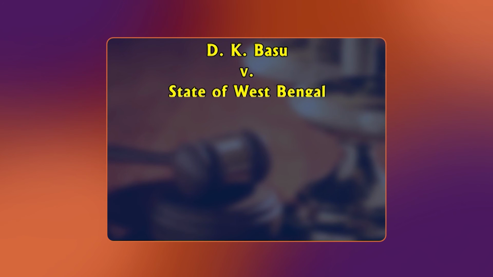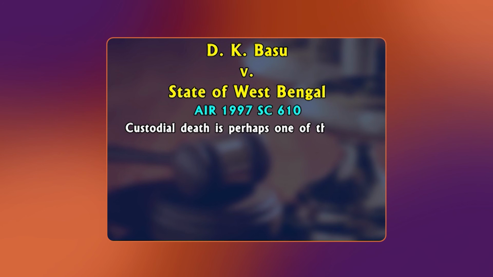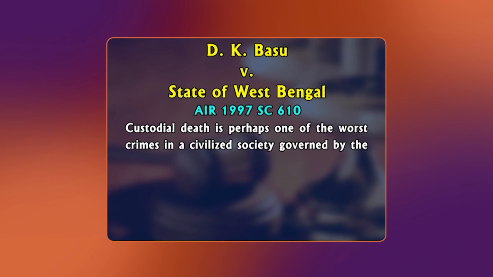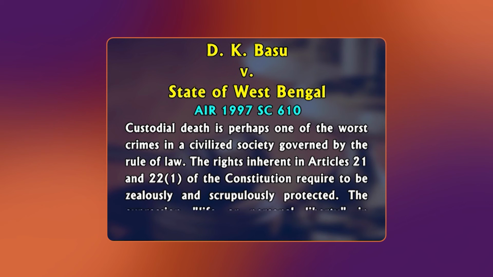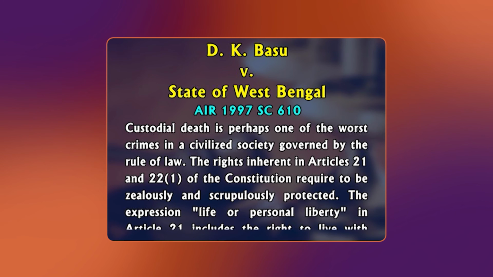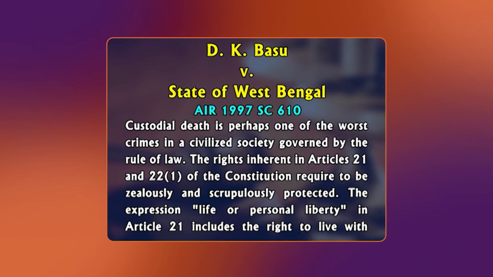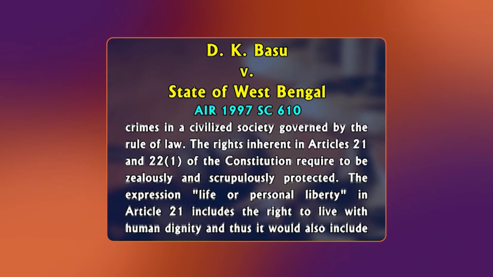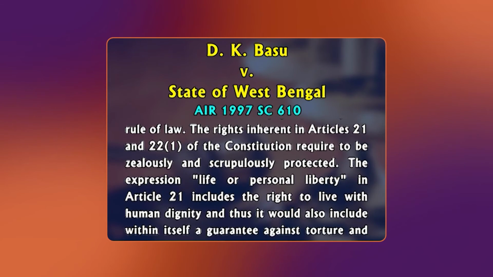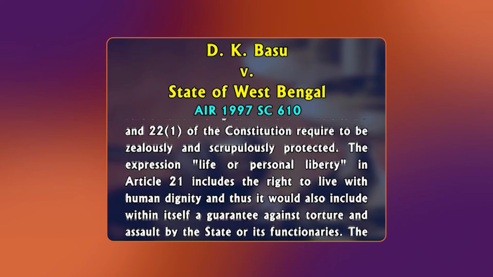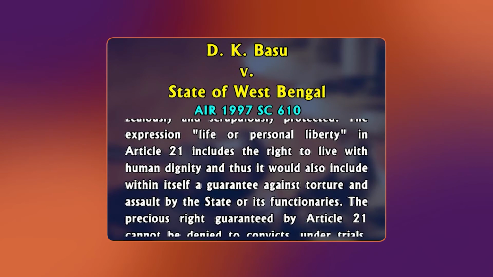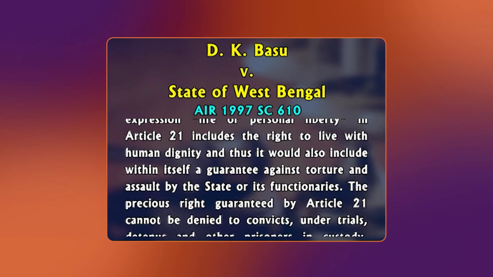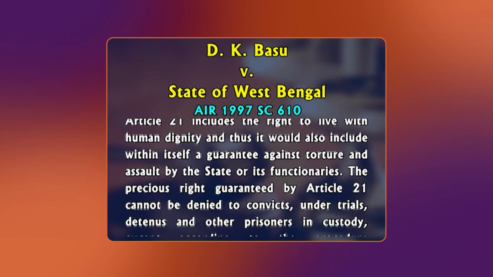In D.K. Basu versus State of West Bengal, the court observed that custodial death is perhaps one of the worst crimes in a civilized society governed by the rule of law. The rights inherent in Article 21 and Article 22 Clause 1 of the Constitution require to be zealously and scrupulously protected. The expression life or personal liberty in Article 21 includes the right to live with human dignity, and thus it would also include within itself a guarantee against torture and assault by the state or its functionaries.